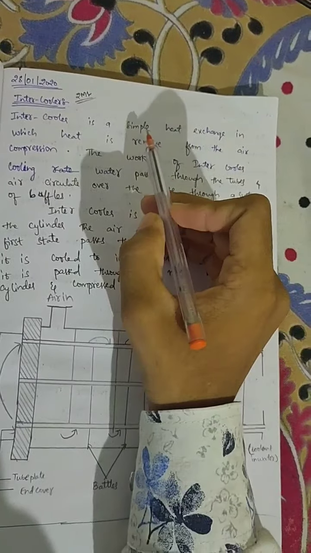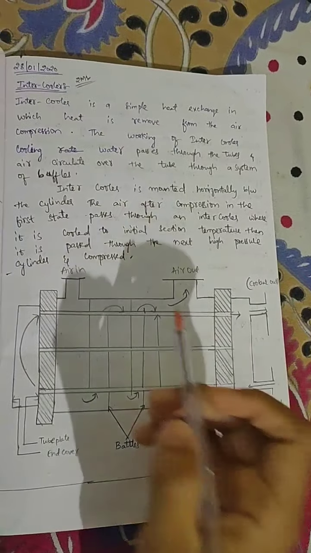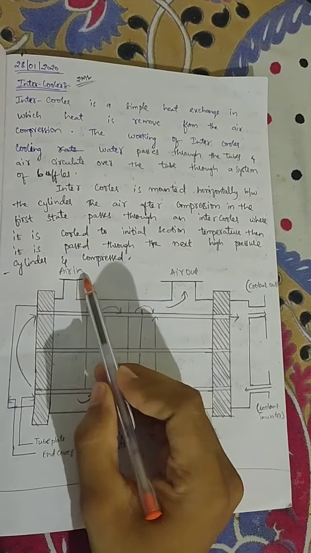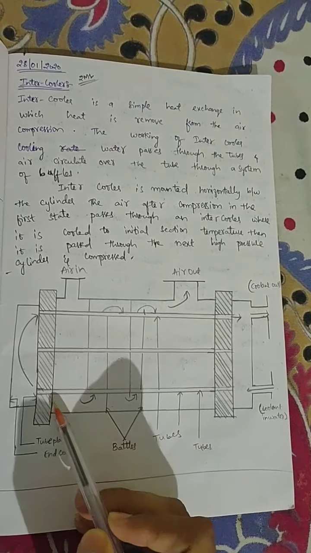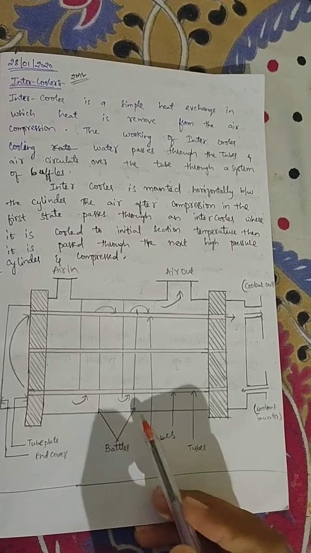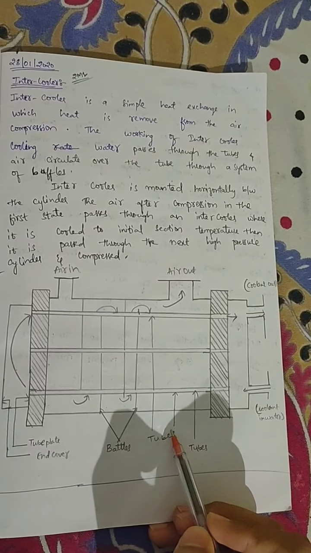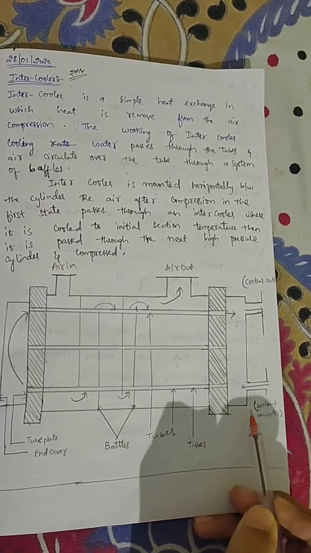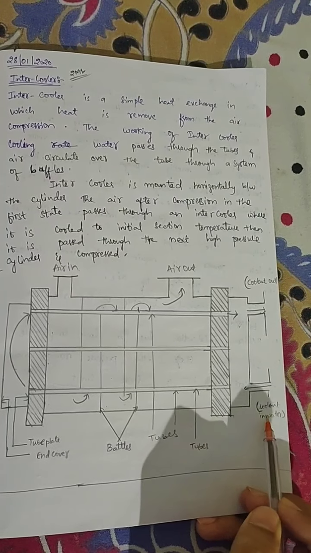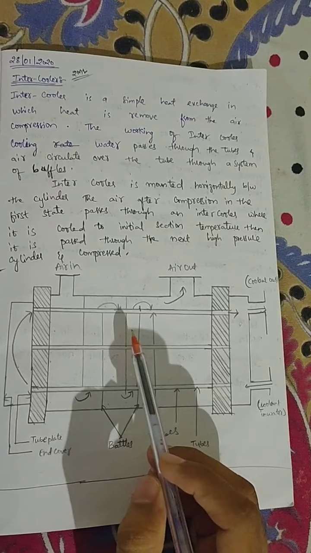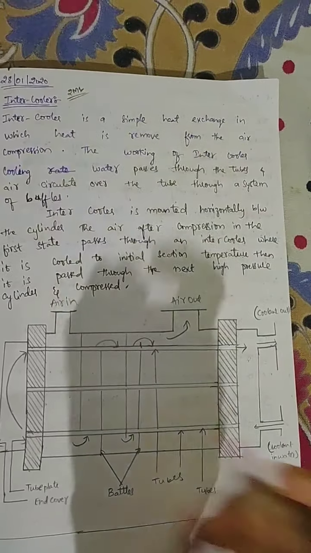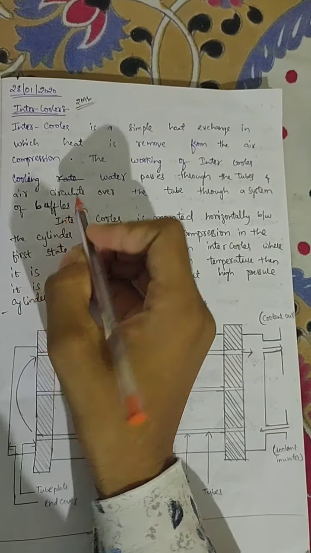And what is it telling? This diagram shows air in, air out, coolant out, tube plate, end cover. This is baffle, this is tube, this is also tube, this is coolant in, water. This is the intercooler diagram.